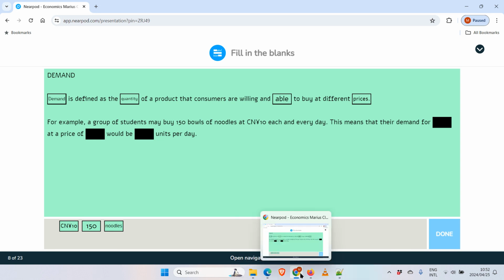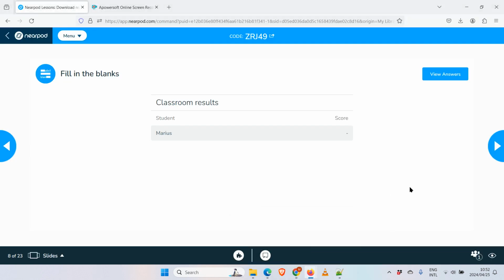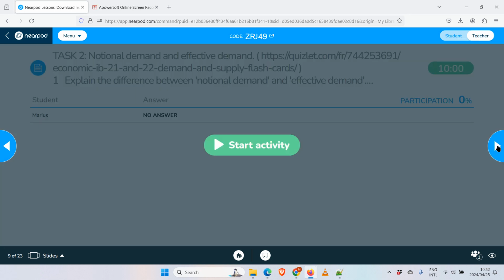Let me go back to the teacher's slides. Right, so that was task number one. Let's go on to task number two. On task number two, we've got an activity. This activity is notional demand and effective demand. Notional and effective demand.